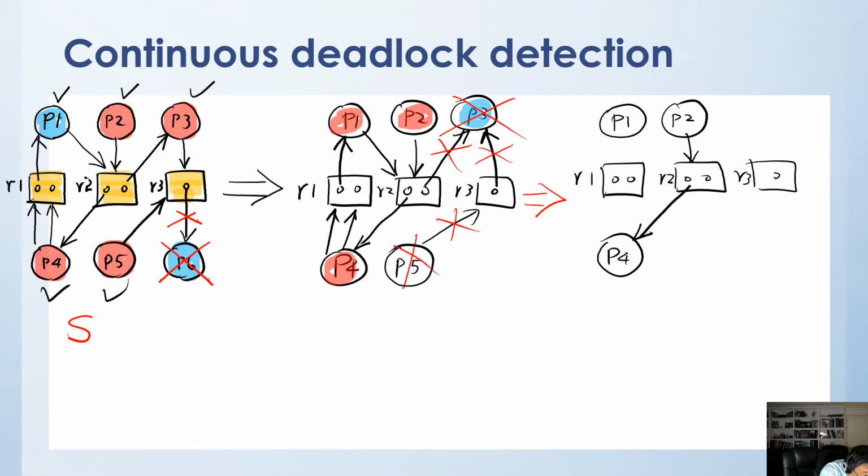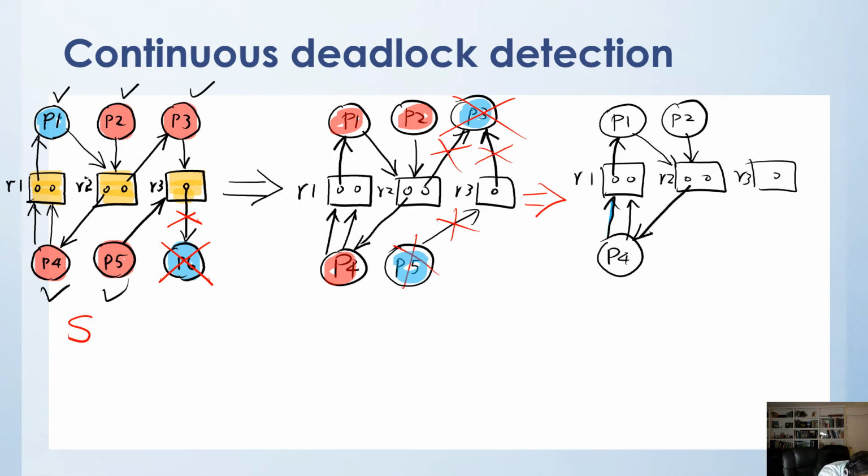Okay, so let's see. Now, this one is still requesting R1, and this one is still assigned to P1, and P1 is still requesting R2, and then all the edges related to P3 and P5 are eliminated. Okay, now yes, that's the final.